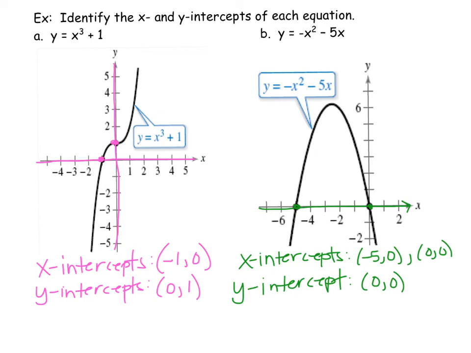Therefore, there are 2 x-intercepts at -5, 0 and 0, 0. The y-intercept has a matching coordinate. Right at 0, 0, it's true for both the x and the y-axis. So for this example, there are 2 x-intercepts and only one y-intercept.